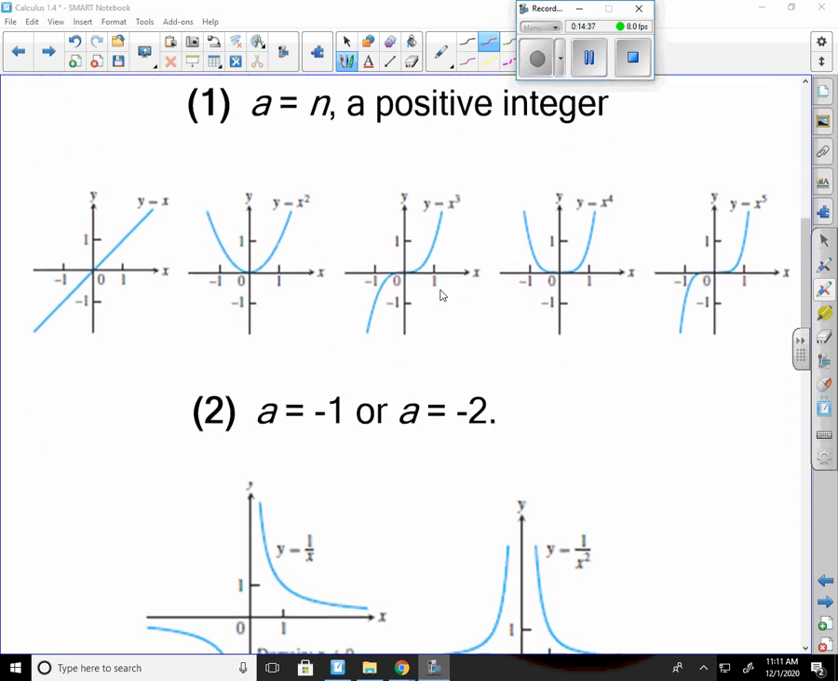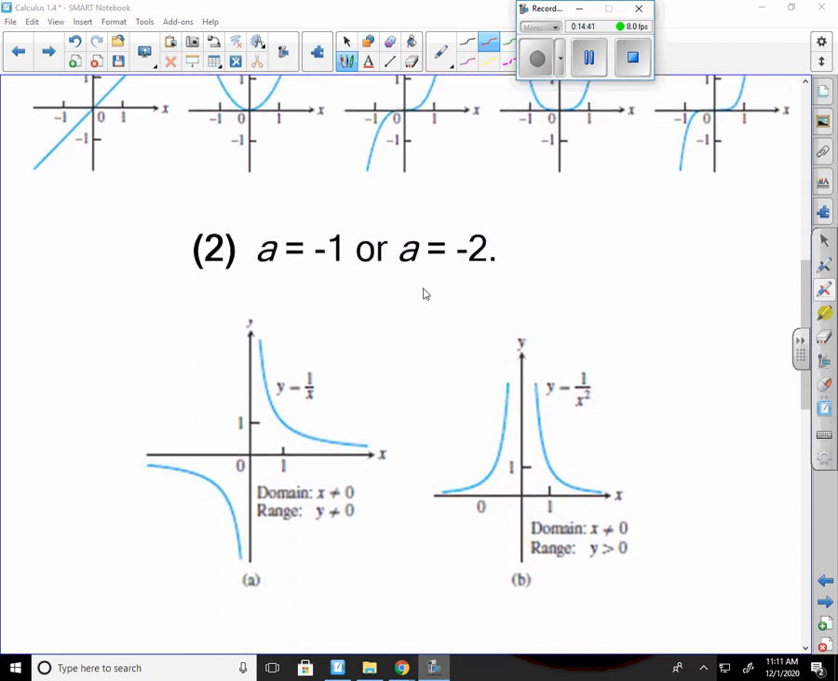When a is equal to negative 1 or negative 2, that means it's going to turn this into a fraction. So remember, when you have a negative exponent, it makes it go down into the denominator. And so this is what it would look like. For a equals negative 1, it's going to be this, where it's starting up close to the x-axis from negative infinity, coming down as x gets closer to 0, your y goes to negative infinity. Coming on the right side of the y-axis, it's going to drop down. So it's going from infinity when x is close to 0, dropping down to 0 as x approaches infinity.